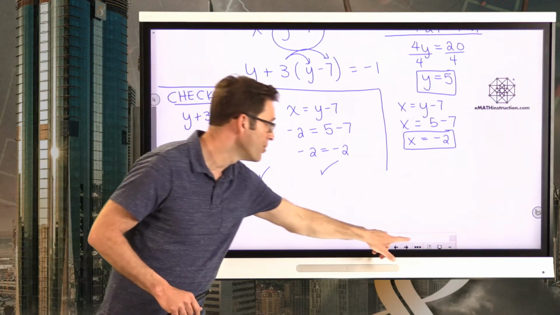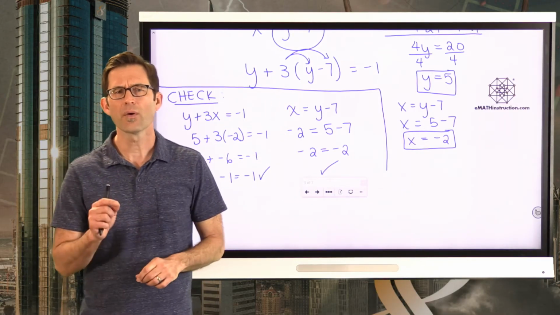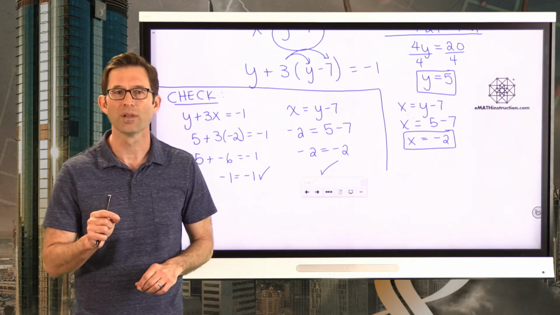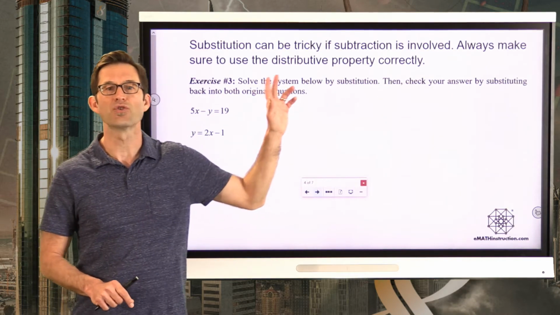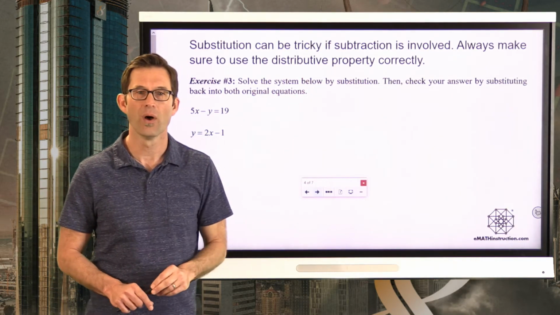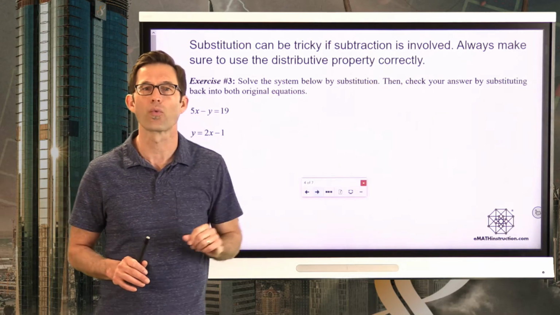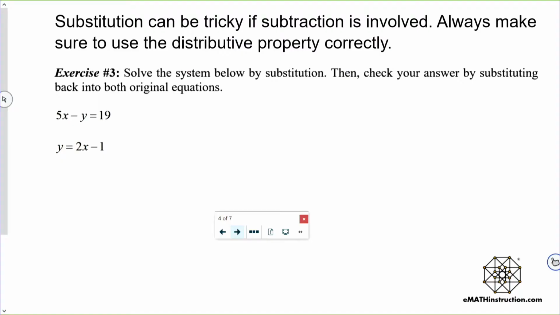All right, now, substitution so far has been fairly easy. There is a situation, though, that you need to be really, really careful for. So let's check that one next. All right, substitution can be tricky if subtraction is involved. Always make sure to use the distributive property correctly. So let's take a look at that in exercise number 3. Solve the system below by substitution. Then check your answer by substituting back into both original equations.